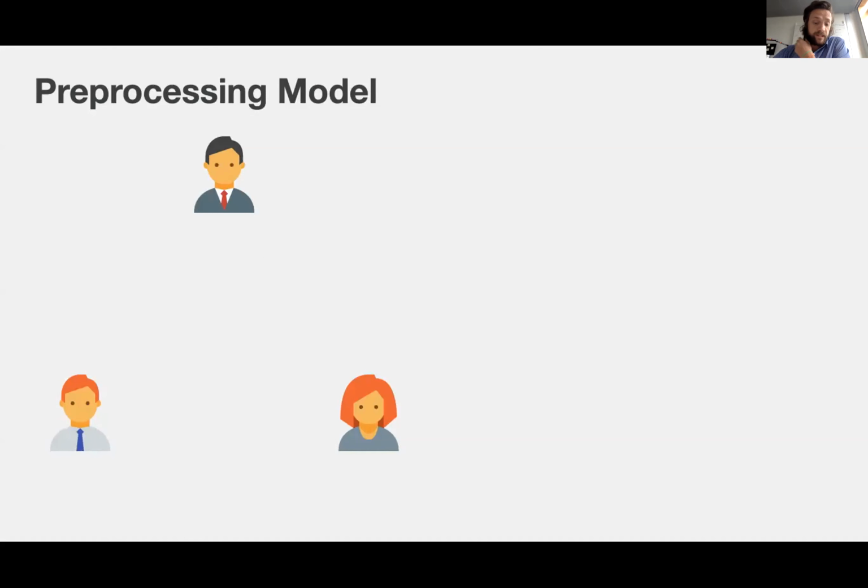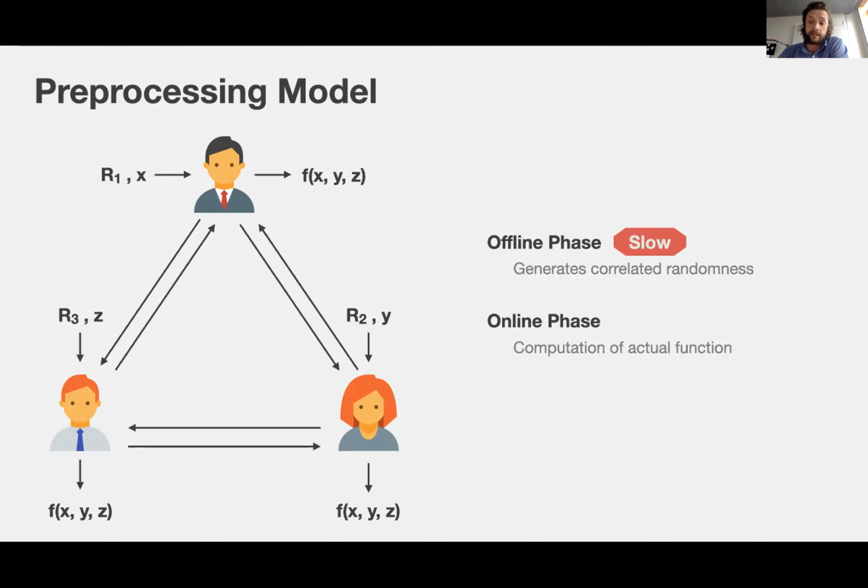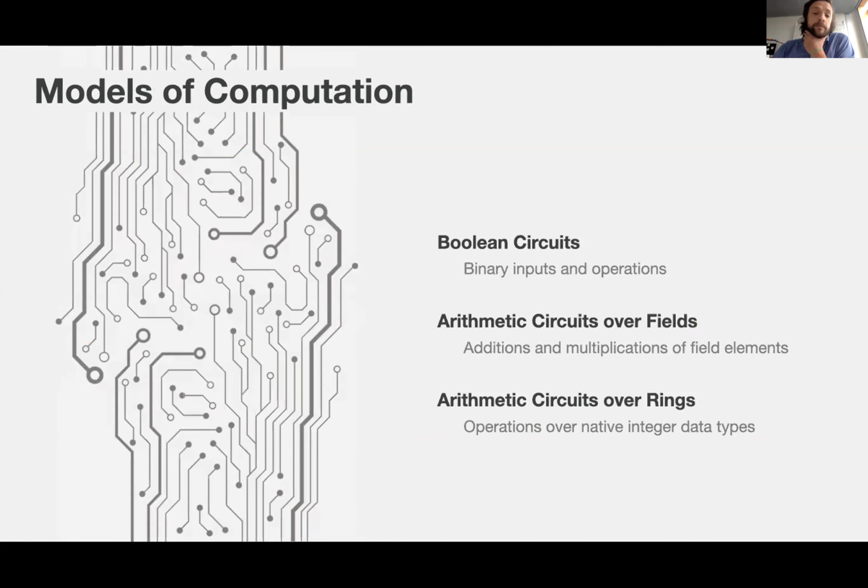One common flavor of MPC that one can consider is the so-called preprocessing model, where one would like to split the overall runtime of the MPC into 2 phases. So in the offline phase, one would like to generate some correlated randomness, which is independent of the actual inputs and mostly independent of the function that one would like to compute. And then in the online phase, using this correlated randomness and inputs, one would like to execute a very fast information theoretic protocol to compute the desired function. And the idea here is that usually the offline phase is a bit slower, but in exchange, the online phase is a bit faster. So in this paper, we focus on computations over rings.